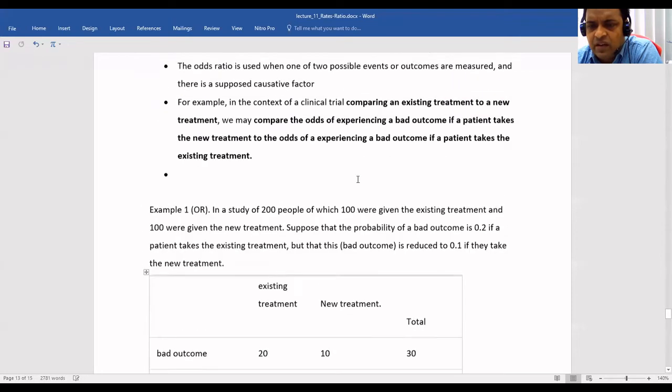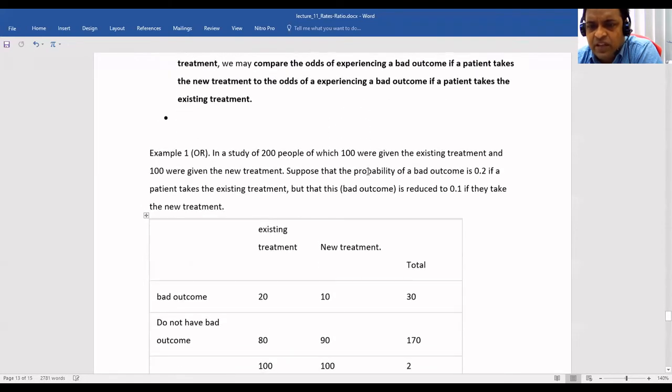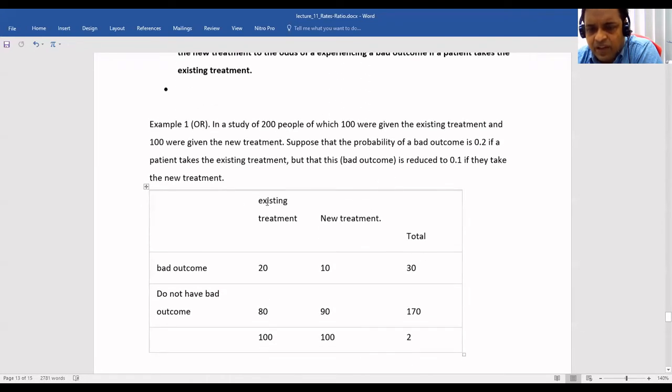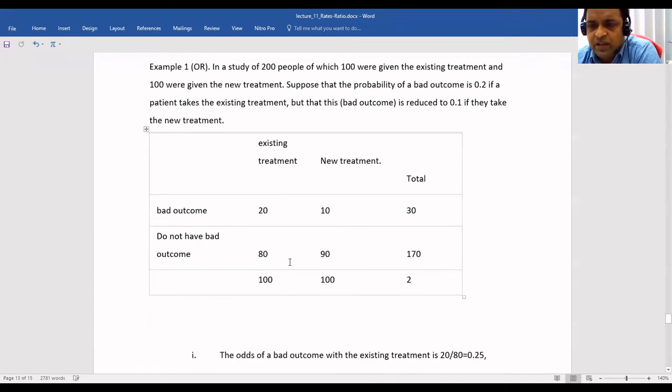Okay, as we said, we can use it in clinical trials. So in a study, there are 200 people, of which 100 were given the existing treatment and the remaining 100 were given the new treatment. So this is a clinical trial. In 100 people, they gave the existing treatment, and the other 100 people, they gave the new treatment.